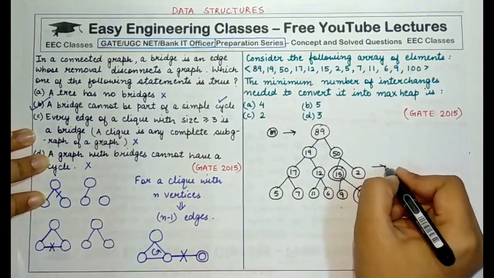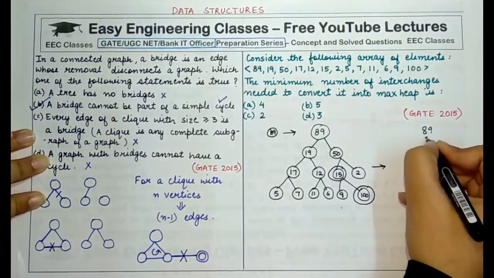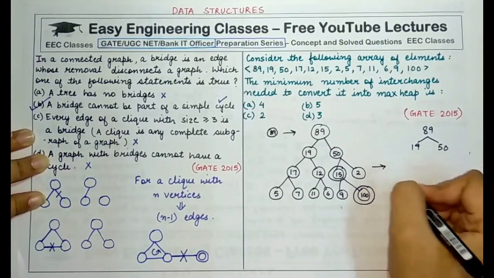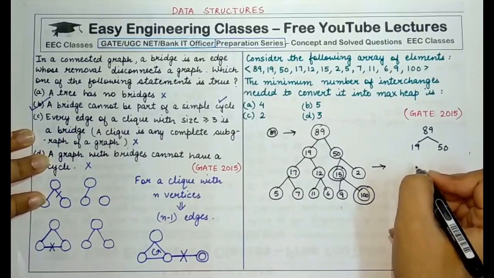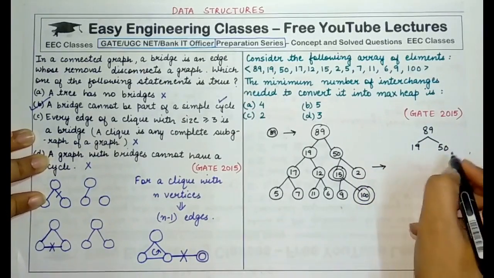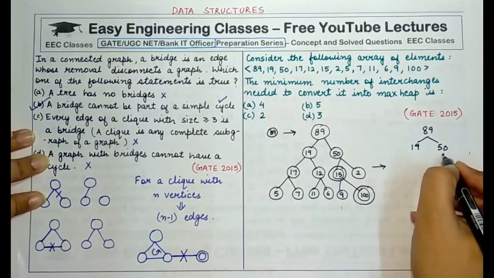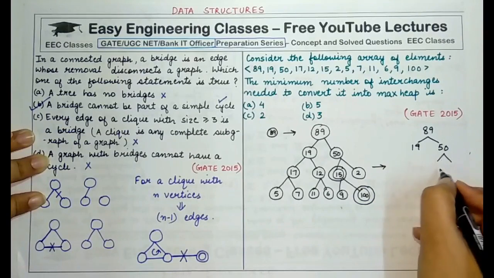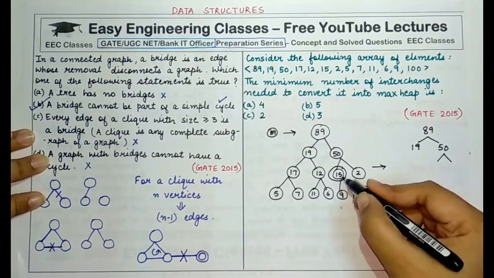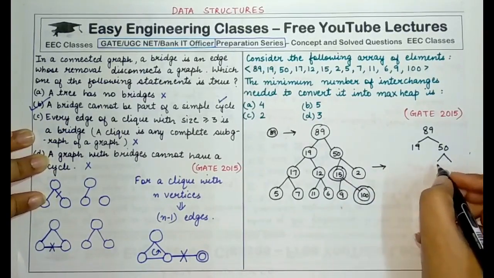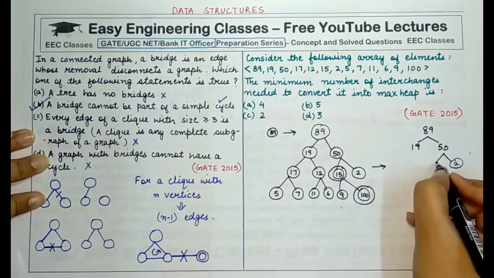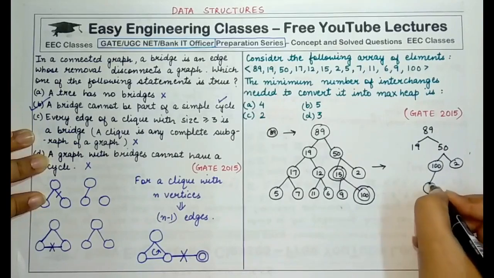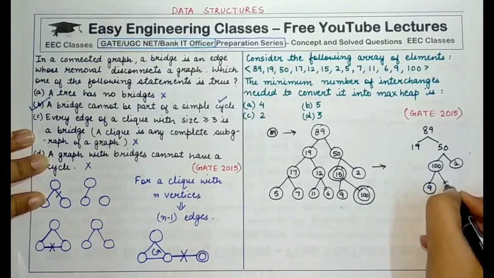This would become something like 89, 19, 50. I'm not drawing the children or the child tree of 19 because that would just remain the same. I'm just expanding the right child of 89, which is 50. So if I exchange 100 and 15, what would come? Here 2 would be present as it is. This would become 100, this would be 9, and this would become 15.